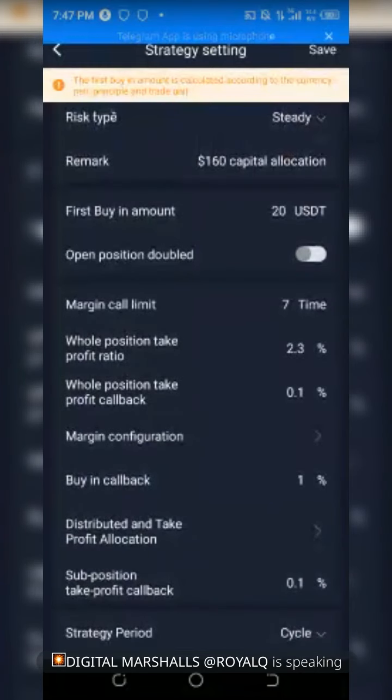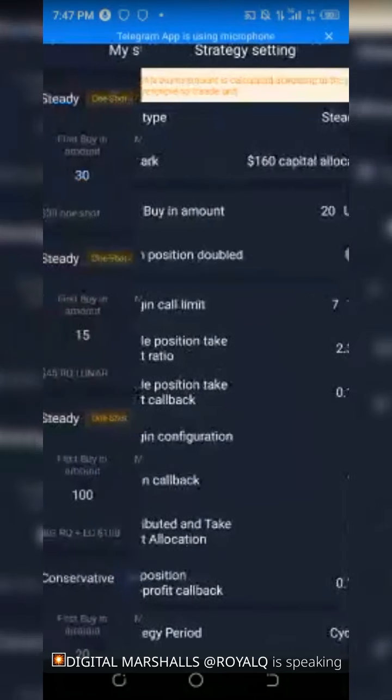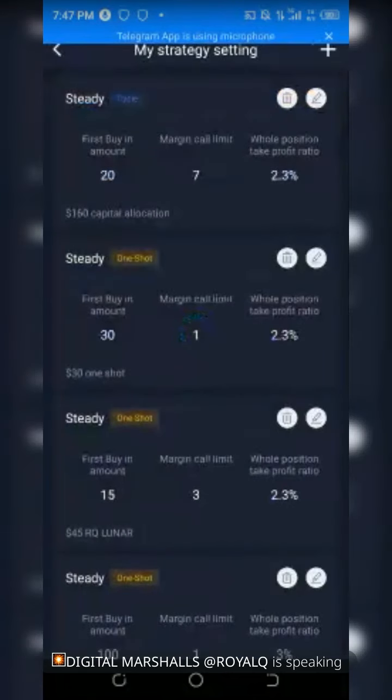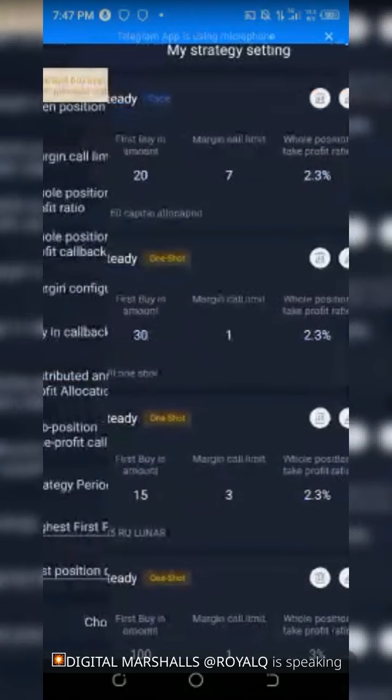So the remark is $160 capital allocation. Are you getting me? And then you save. When you do it, you click on the save. Your save button is at your top right corner of your Royal Cube. You tap on save. Good. So now you can see it has been added here at the top. Steady $160 capital allocation.